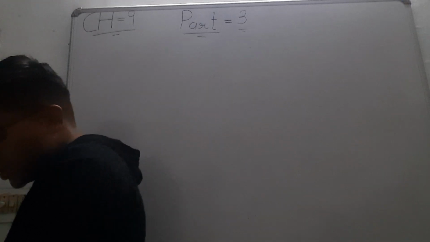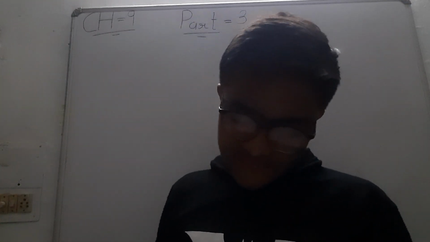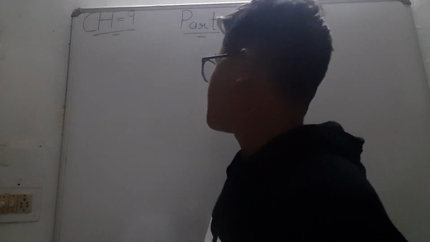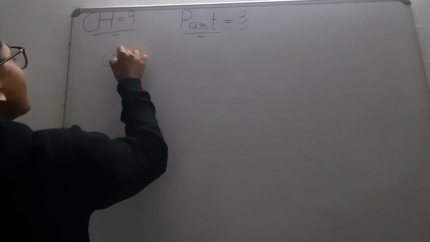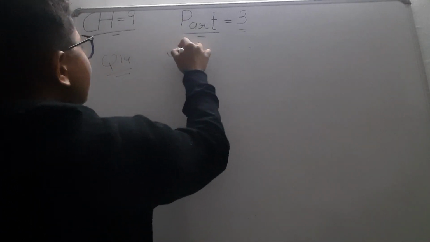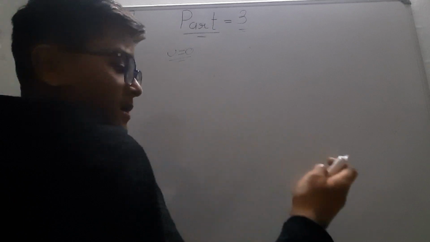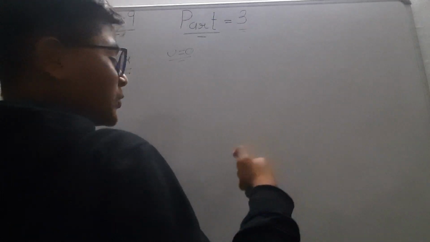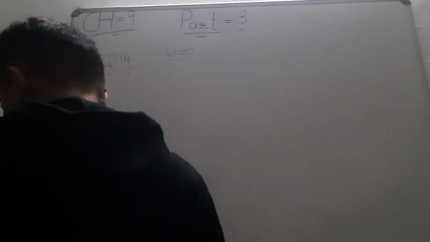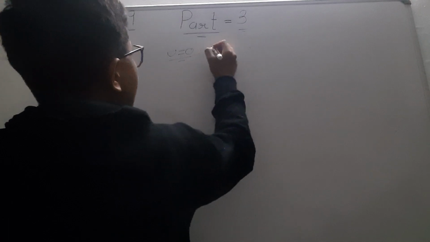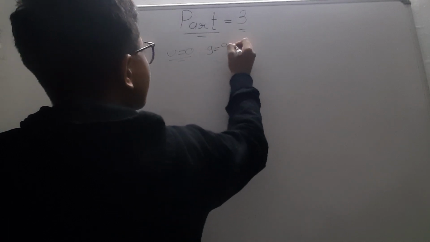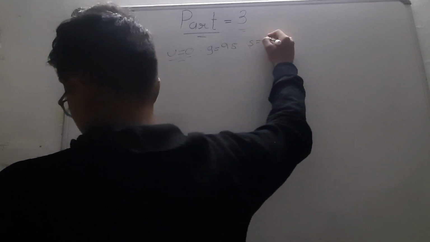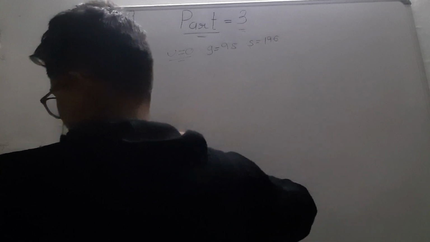What is there in question number 14? A stone is dropped from the top of a tower of height 9.6. Calculate the final velocity. Initial velocity is equal to 0, because we are throwing the ball from zero velocity and from a zero position. So gravity is equal to 9.8. Then what they have given is S, the height, equal to 9.6.